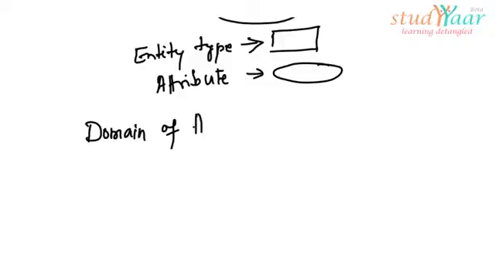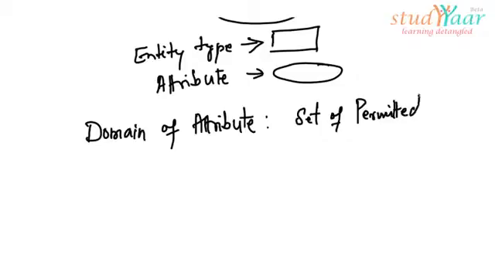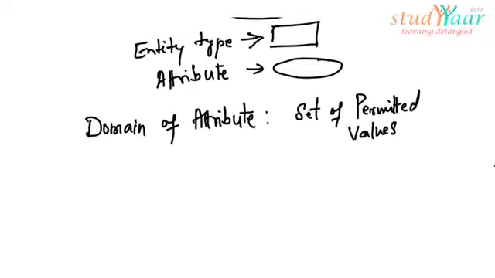Domain of attribute. Domain basically tells me what are the set of permitted values that an attribute can have. So I'll just write it down. It is the set of permitted values. So when I say a phone number, I would define its domain as, say I'm talking about mobile numbers which are 10 digits, then the domain of phone number is the set of 10-digit numbers.